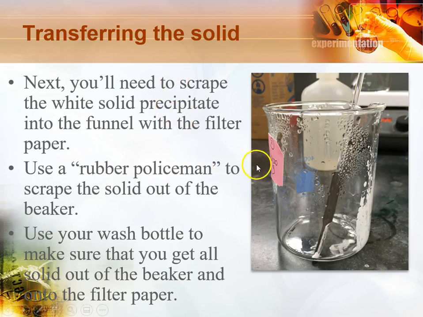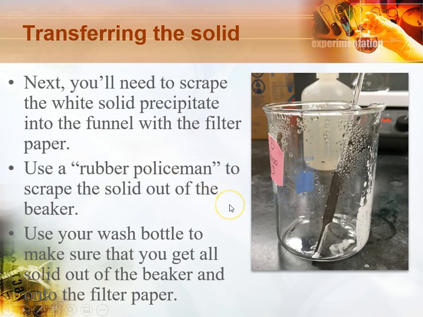So once all of the supernatant is through the funnel, the next thing you need to do is scrape out all of the solid, and this has to be quantitative, which means we have to get every last bit of it. So we're going to use something called a rubber policeman. It's sort of an oddly named instrument, but it's a glass rod, and on the end of the glass rod is this little rubber piece right here, and it's kind of like a spatula when you're cooking.